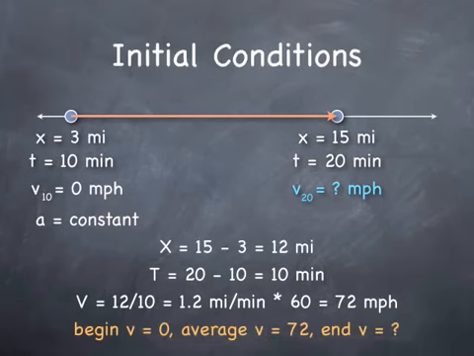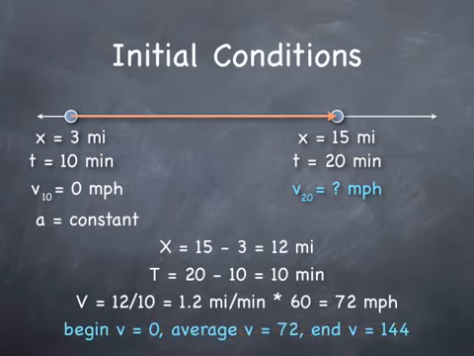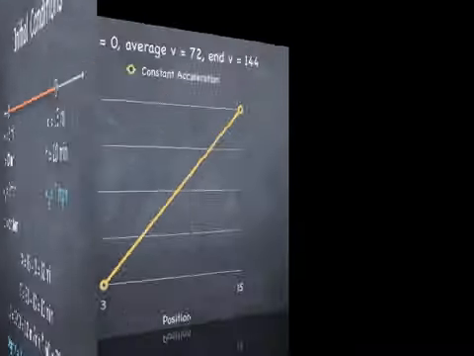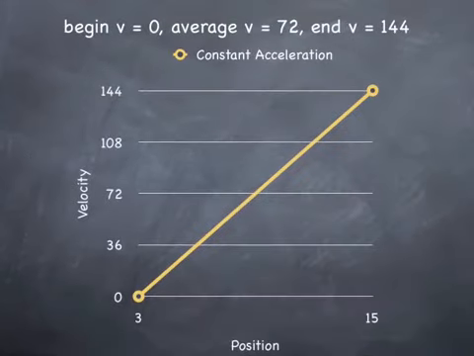Now, if we know the beginning velocity, 0, and we know the average velocity, 72, can we find the end velocity? Yes, we can. The end velocity must be 144 miles per hour, because 144 and 0 average out to be 72. If you don't believe me, look at this graph. This is a graph of constant acceleration between the 3 and the 15-mile markers. We start at 0 velocity, we end at 144 velocity, and you can see that the average velocity is 72.